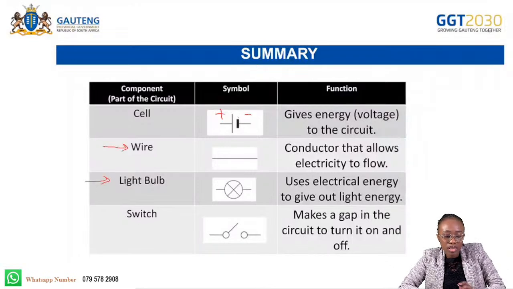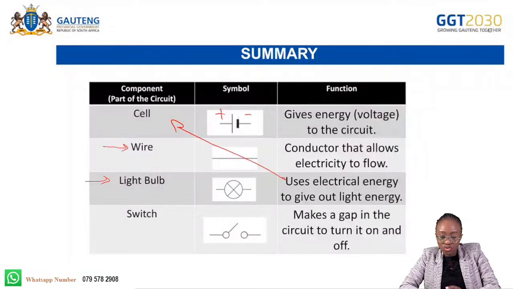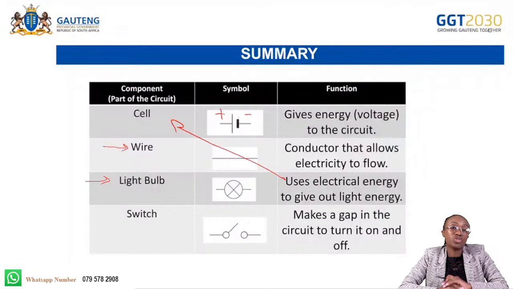Then we learned that another component of a circuit is the light bulb. This is the symbol. It's a circle that is crossed in the middle. What does the light bulb do? What is its function? It uses the energy. Where do we get the energy? We get the energy from the cell. It uses the electrical energy to give out light energy, lighting up different spaces that we occupy.